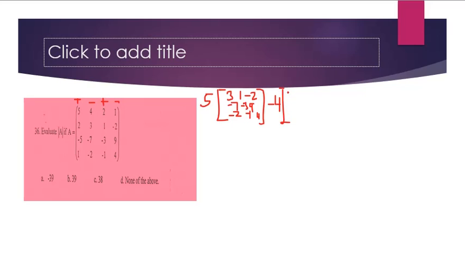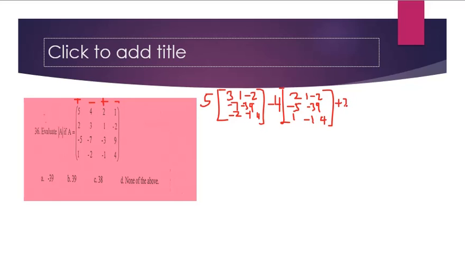Okay, and then we have what? Minus 4. We have what? 2, 1 minus 2. Okay, from here. Okay, and then we have what? Minus 5, minus 3, 9. Okay, and then we have the last part, which is what? 1 minus 1, 4. Okay, now let's pick 2, positive 2.